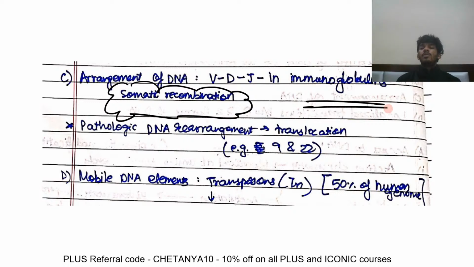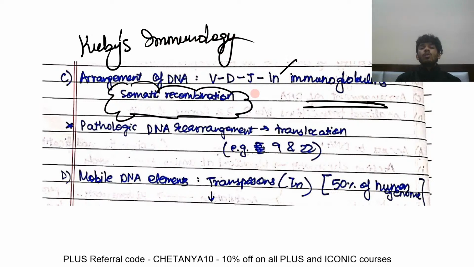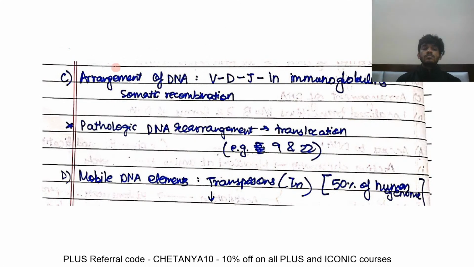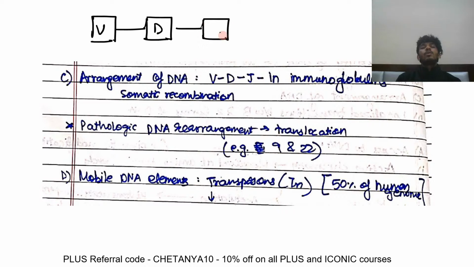Here it takes place in immunoglobulins. It's best given in QB's immunology. If you read QB's immunology, this is given in a very beautiful way, but not required right now for your understanding. It's somewhat like permutations and combinations if you studied that in mathematics. V segment, D segment, and J segment. There are multiple types, and they undergo recombination with the help of RAG1 and RAG2. These are enzymes that take part here.